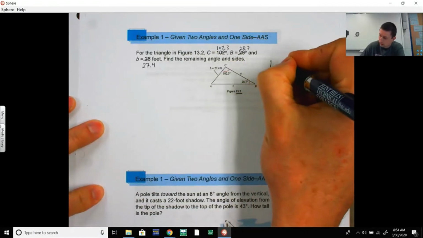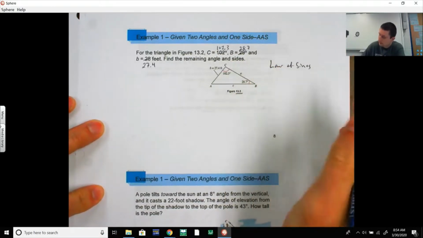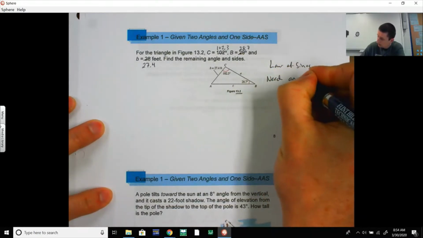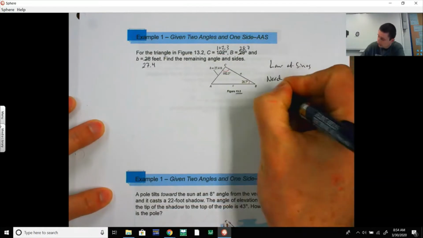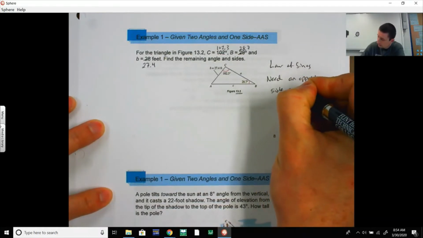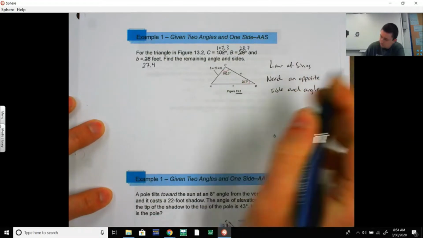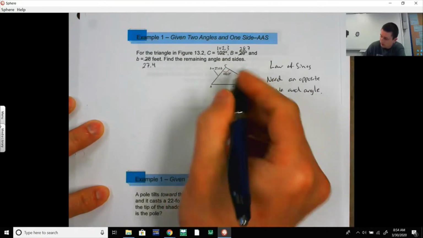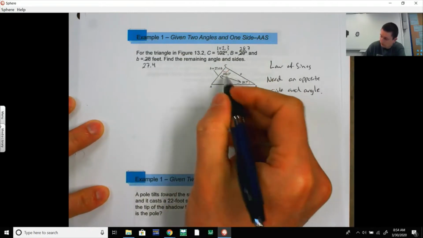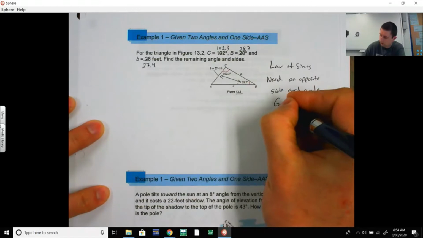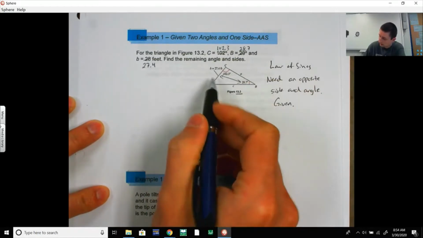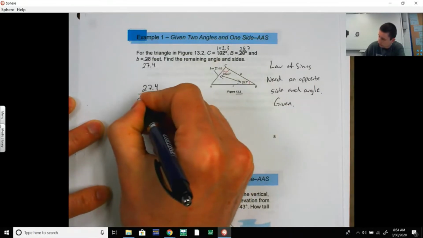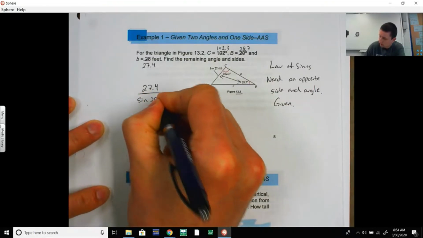So for the law of sines, you always need an opposite side and angle. Okay, so if you're looking to do the law of sines, you'll need a side and then the angle that is opposite of it. So you always are looking for that. That's going to be your given. So our given in this case is that I have the 27.4 over the sine of 28.7. Make sure you put the sine with the angle.